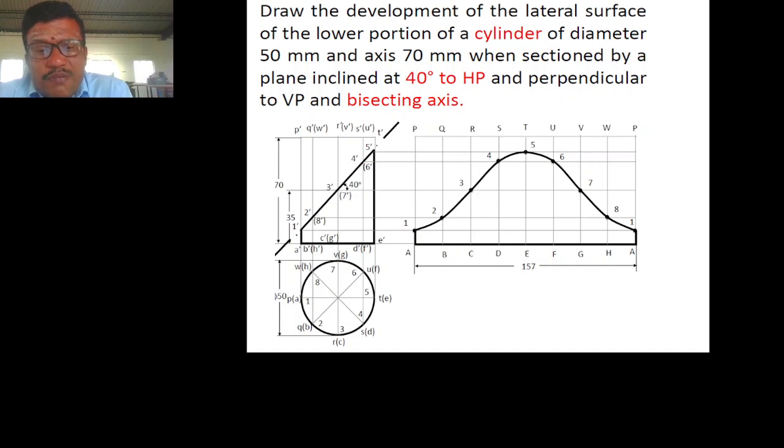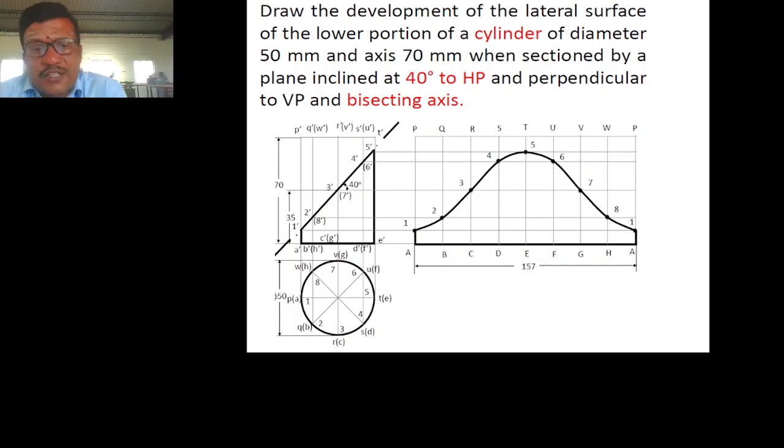And name it as A dash at the bottom. There we have named it A dash. Now here A dash, capital A, B, C, D, E, F, G, H and A. And at the top, as usual, P, Q, R, S, T, U, V, W and P. So this is the developed surface.